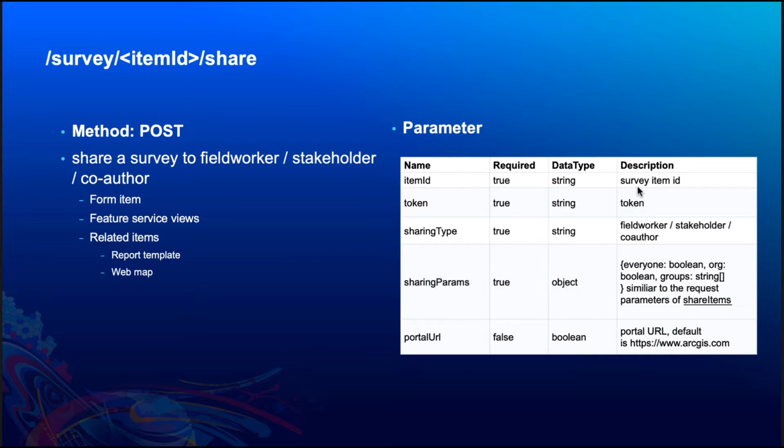For example, if you want the survey to be submitted publicly, but only a group of users can check the results, you can have two requests calling the share endpoint. One is to share the survey publicly on the field worker sharing type, and the other request is to share the survey to a group on the stakeholder sharing type. Different sharing types will decide which view feature service can be shared.